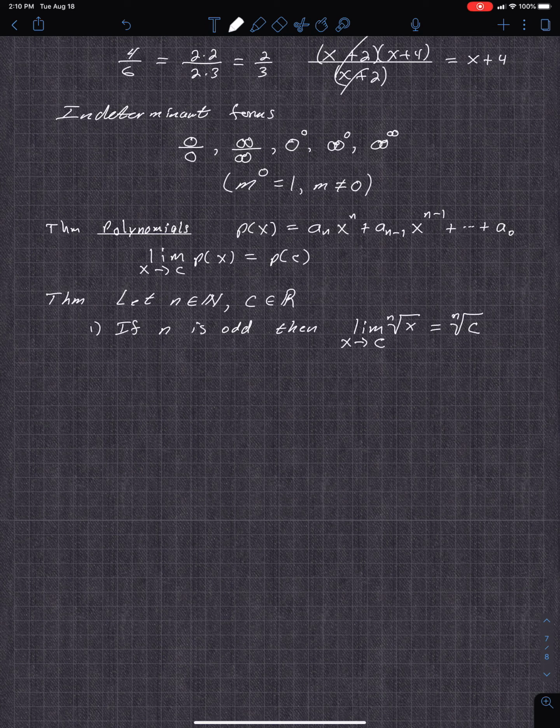2, if n is even and c is greater than or equal to 0, then you can evaluate. So it has to be non-negative inside the radical with an even root. Then the limit of the nth root of x as x approaches c is equal to the same thing, the nth root of c. That's provided that you have non-negative numbers going in. Let's go ahead and do the composition.